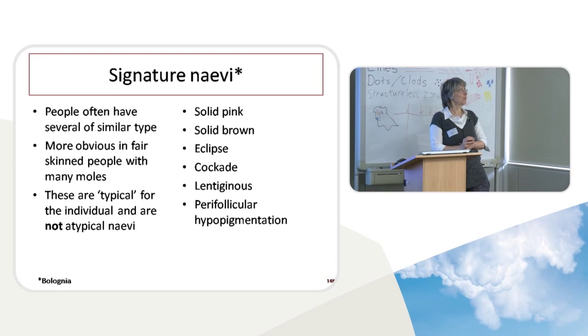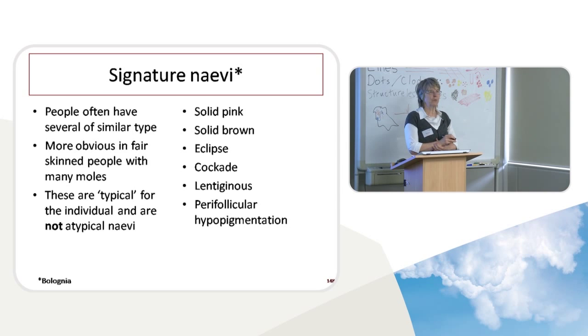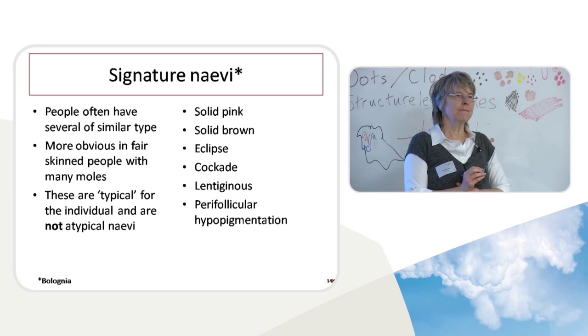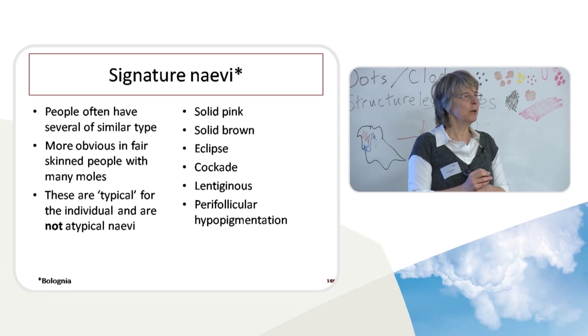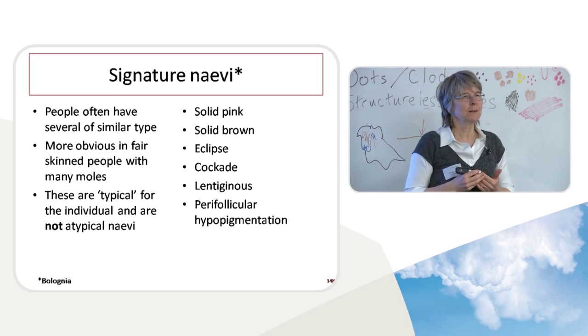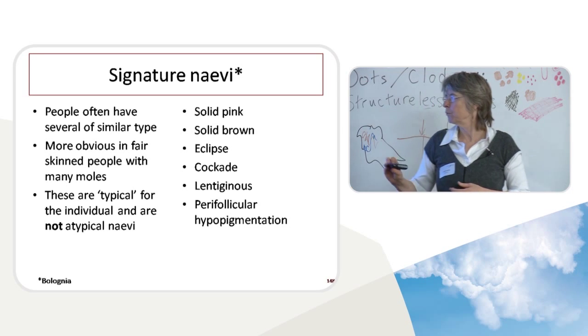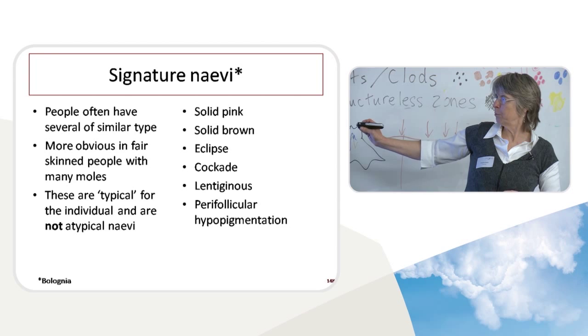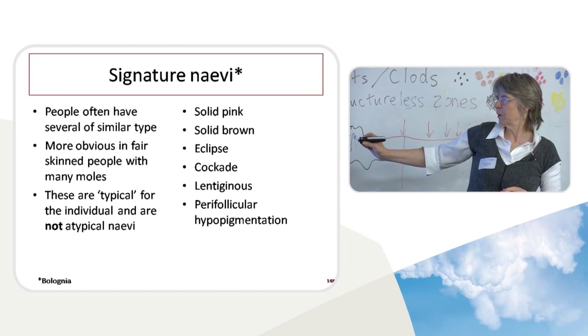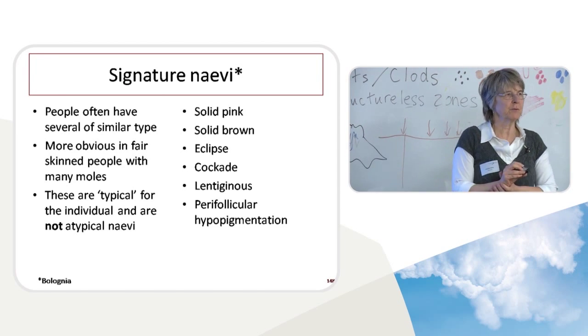Let's talk about more common things, shall we? The signature nevus is the type of mole that most people have. So if you're fair-skinned, you'll have more moles than if you're dark-skinned. And some dark-skinned people have very few moles. They might only have one or two, but it's very uncommon not to have any. And fair-skinned people tend to have many moles that look the same as each other. For example, they might be all brown, or all pink, or eclipse, cockade, lentiginous, and perifollicular hypopigmentation.